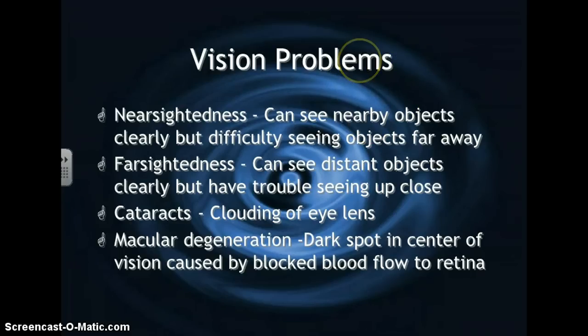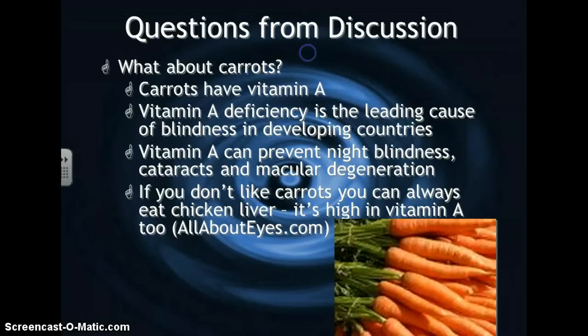Just some vision problems, and we're going to look at some pictures of what it might look like to have these vision problems. Nearsightedness is where you can see things that are near very clearly, but you have trouble seeing things far away. Whereas farsightedness, you can see things far away very clearly, but have trouble seeing them close up. A cataract is the clouding of the lens of the eye, and then macular degeneration occurs when blood flow in the retina is blocked, and that can cause dark spots in the center of vision.